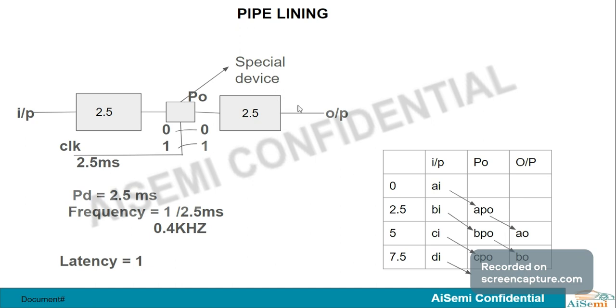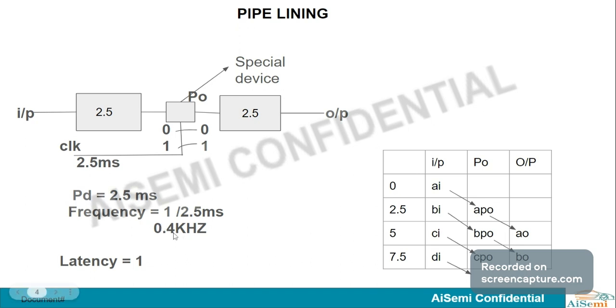So with the help of the pipelining diagram, we observe the propagation delay time is 2.5 milliseconds. The frequency is equal to 1 by propagation delay time, that means the worst case propagation delay time. So 1 by 2.5 milliseconds means 0.4 kilohertz.